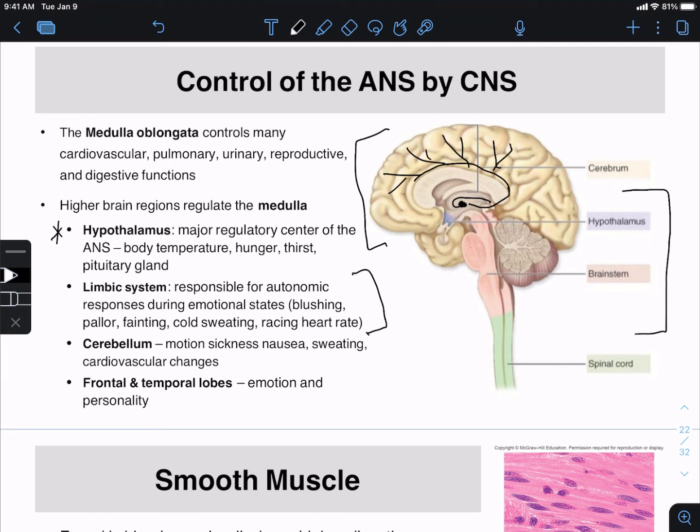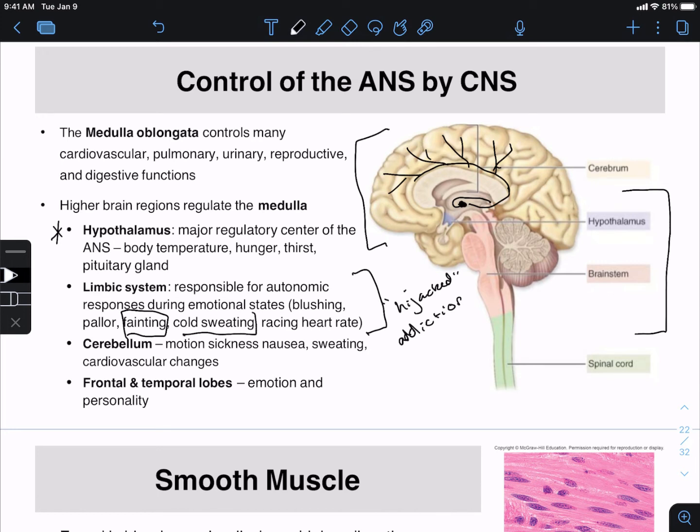It's also the place that is hijacked by drugs of addiction, or any addictive behaviors. But I want to help you understand that the emotions can also affect the autonomic nervous system responses. We've all been in situations where we've been anxious and maybe we've felt faint, which would be a lowering of the blood pressure.